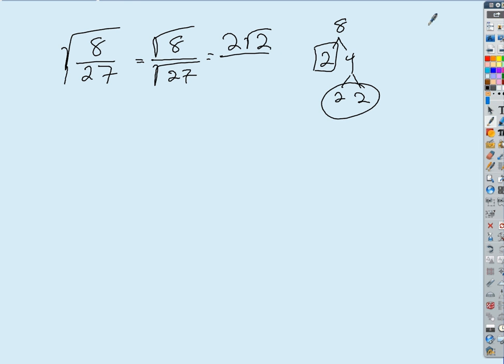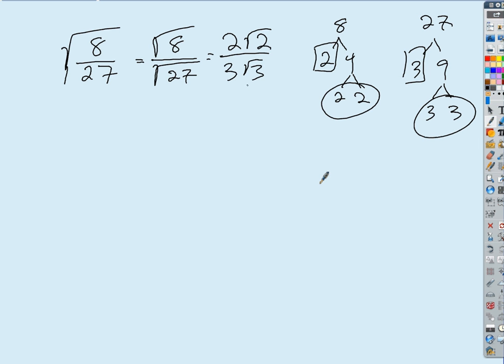Now, what about the 27? The 9 is, so I get a couple of 3's and a single 3. Right? Okay, so let's put that down here. Now what? What's the problem here? Okay, good. The problem with this is the square root of 3 on the bottom. The square root of 2 on the top is fine, isn't it? It's the square root of 3 on the bottom that's an issue.